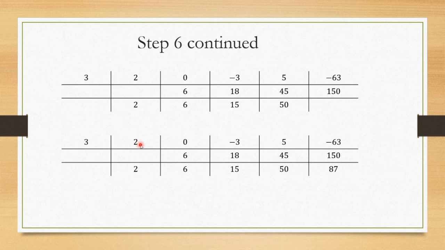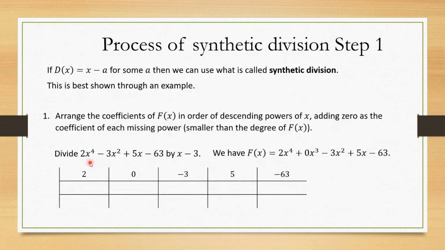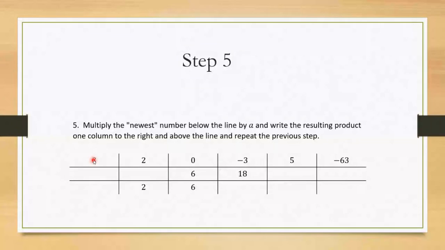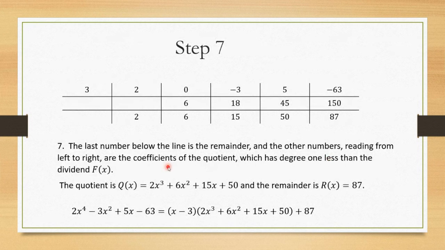So if I remember correctly, the dividend was, what was that? That was degree 4, right? So the quotient will be degree 3. So this quotient, these are the coefficients, its degree will be 3. The remainder is always this. So what we have is this then. Our quotient is 2x cubed plus 6x squared plus 15x plus 50. The remainder here is 87.